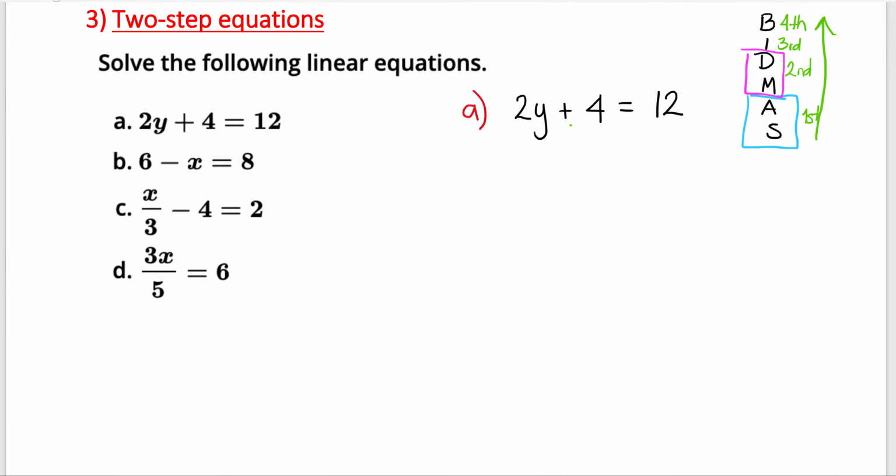Wonderful. So if I'm going to undo this one, the first thing that I have to do is take away 4 both sides. So I do take away 4 here and then take away 4 here. And I can cancel this up. And then I get that 2y is equal to 8. And then I'm going to divide both sides by 2, because that's the second step, division and multiplication here. Divided by 2, and I can cancel these 2 and these 2, and I get that y is equal to 4.